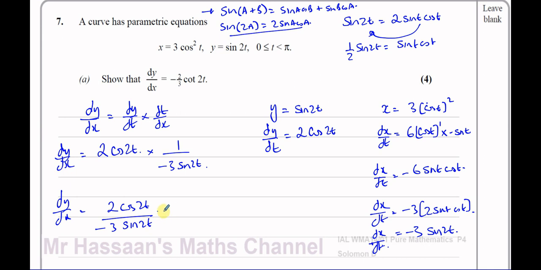And we know that the cosine of an angle divided by the sine of the same angle is equal to the cotangent of that same angle. So this is minus 2 over 3 times the cotangent of 2t. And that's what we had to show. dy/dx is equal to that. That's exactly what we see there. So there's part A done using the double angle formulae and some differentiation of trig functions. So there's part A completed.